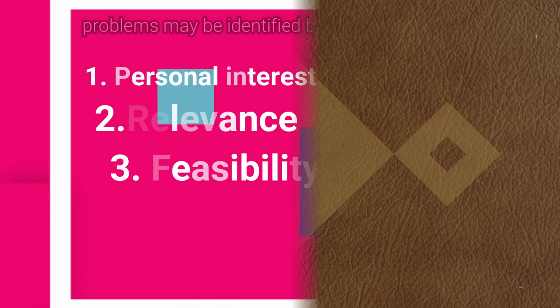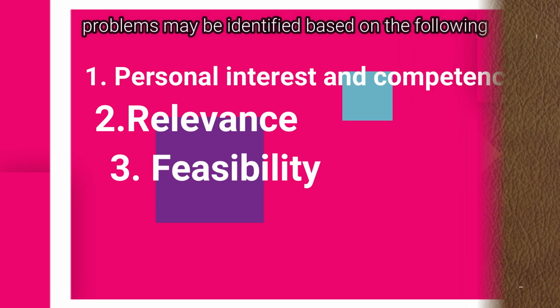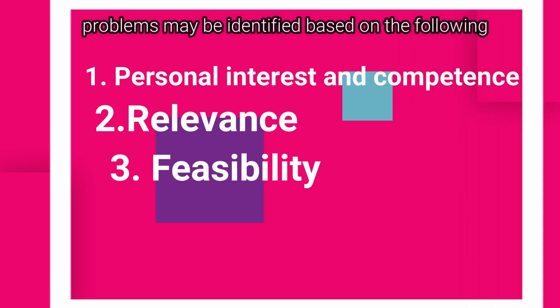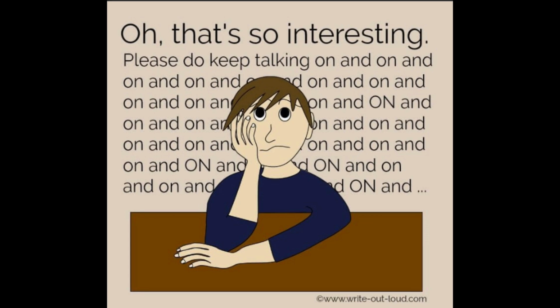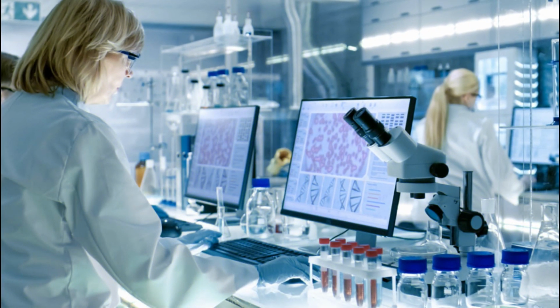Problem may be identified based on the following. Number 1. Personal interest and competence. Number 2. Relevance. And number 3 is feasibility. The topic must be engaging to your interest and expertise. For instance, if your field of specialization is mathematics, the topic must be within the teaching of mathematics education. However, if your field of specialization is biology or science, the topic must be forged within your discipline, not in physical education or any other fields.